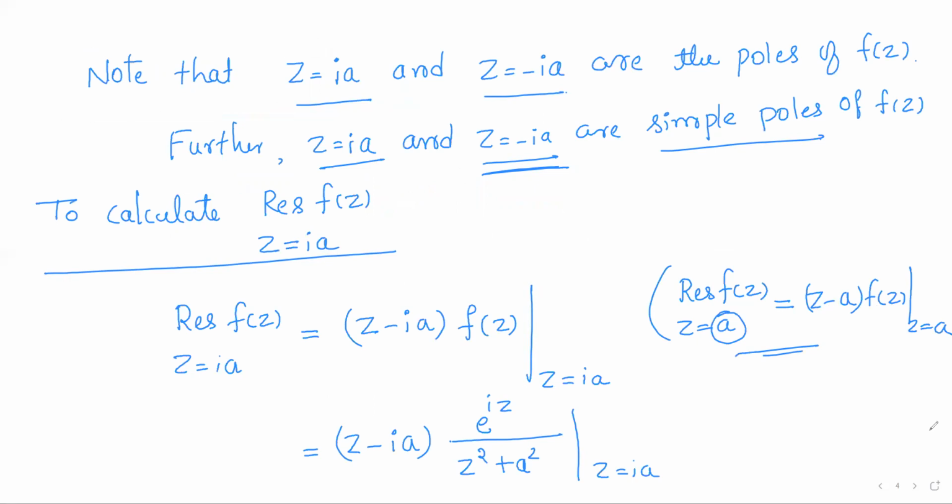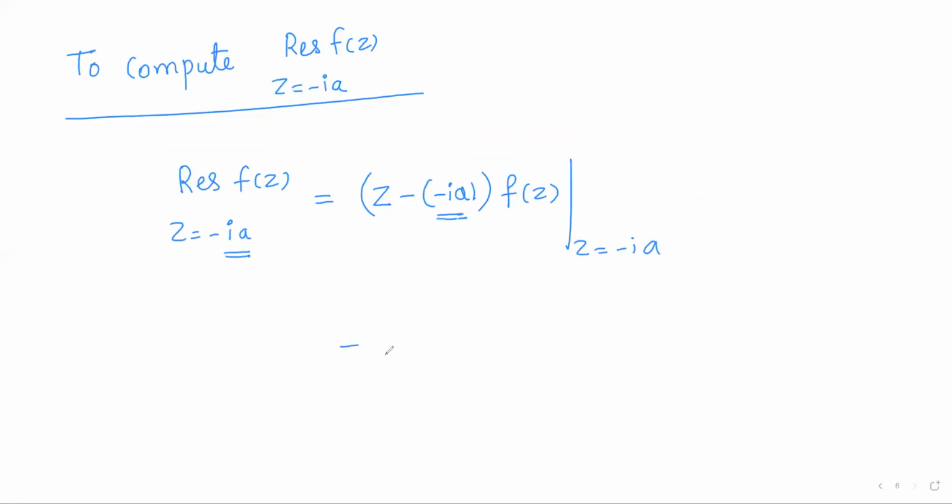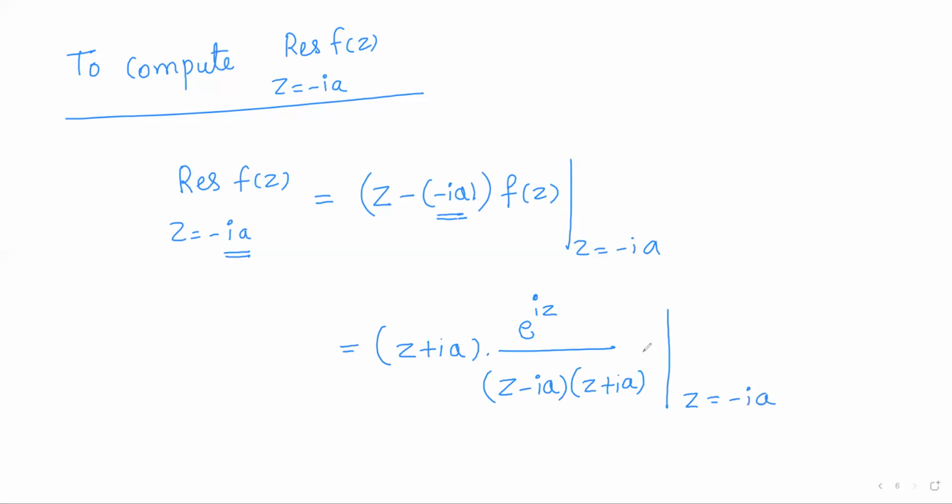So it will be z minus of minus ia, which is z plus ia, into f of z, which is e to the power iz divided by z minus ia into z plus ia, at z is equal to minus ia. So z plus ia gets cancelled. So e to the power iz divided by z minus ia remains, which has to be calculated at z is equal to minus ia. Put z is equal to minus ia.